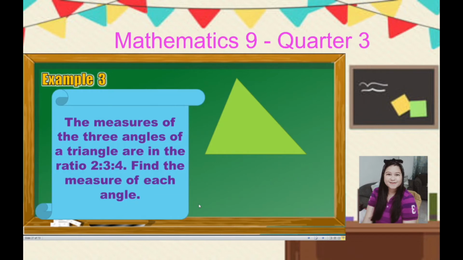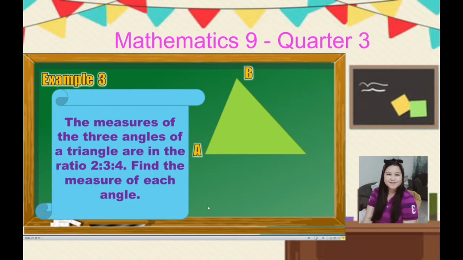So example number 4. The measures of three angles of a triangle are in the ratio 2:3:4. Find the measure of each angle. So yung tatlong sukat daw ng angles ng triangle ay nasa ratio na 2:3:4. Ang tanong, hanapin daw natin yung sukat ng bawat angle.